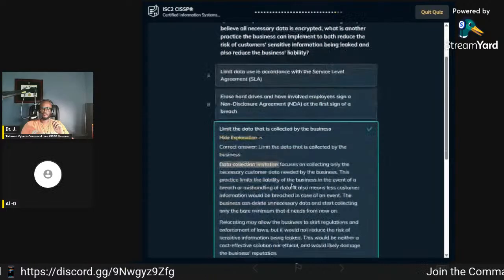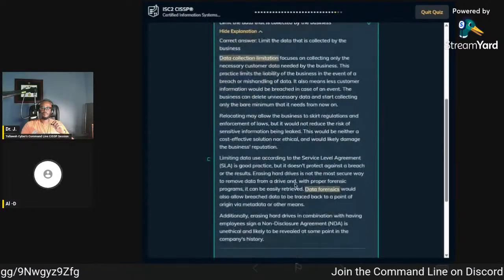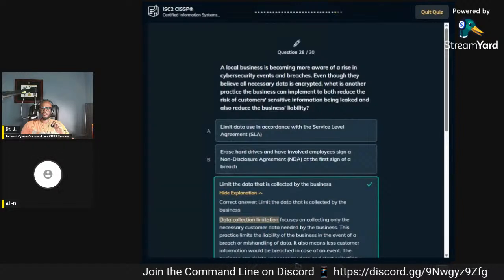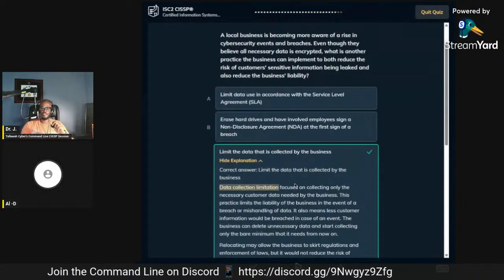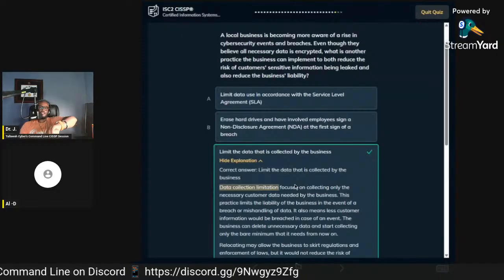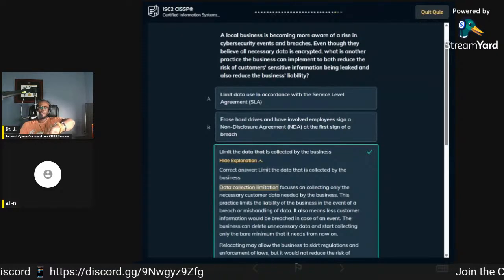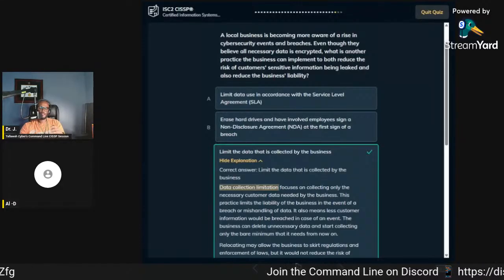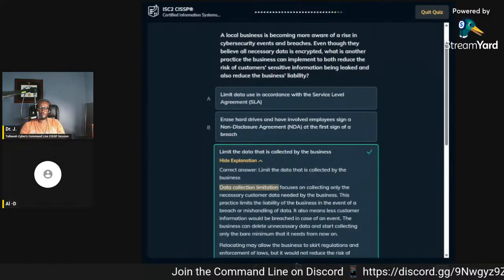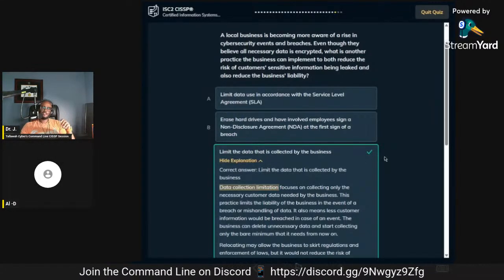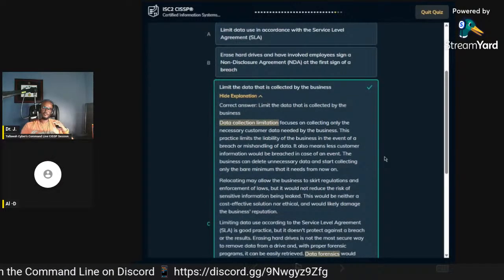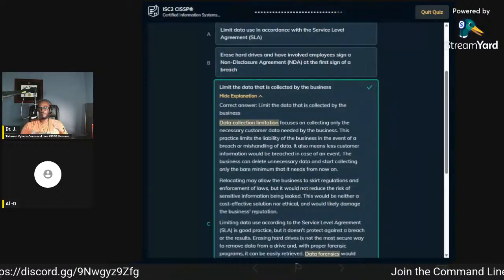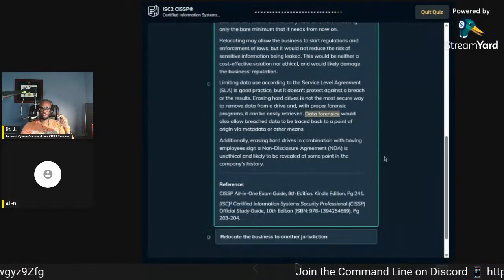Yeah, I was looking at Alpha. I wouldn't do the service level agreement because you still have some sort of liability regardless. For me, it was that it says limit data use. It doesn't say anything about collection. It's already talking about the data you already have. So using that within the SLA works, but for what they're trying to accomplish, you want to collect the least amount possible. So you want to limit the data that's collected.